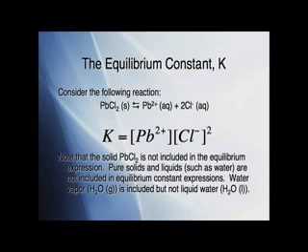When we write the law of mass action or the equilibrium constant expression for this, you'll notice it's a little different than what we've done previously because the reactant isn't shown. Here we have K is equal to the concentration of the lead 2 plus ion times the concentration of the chloride ion squared. Note that the solid reactant, lead 2 chloride, is not included in this equilibrium expression.